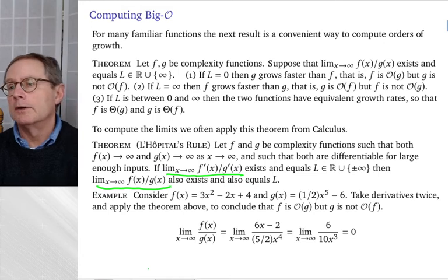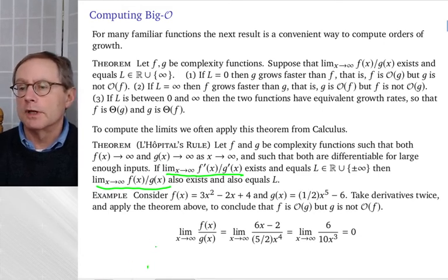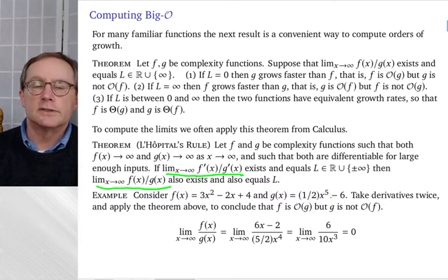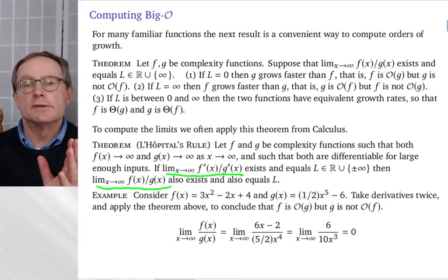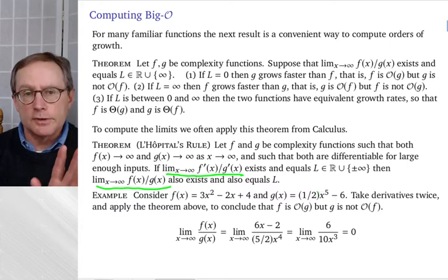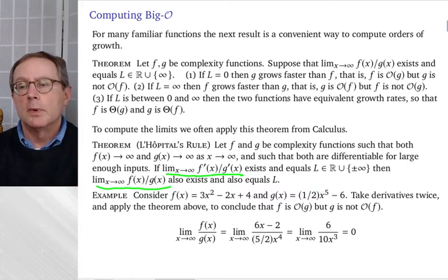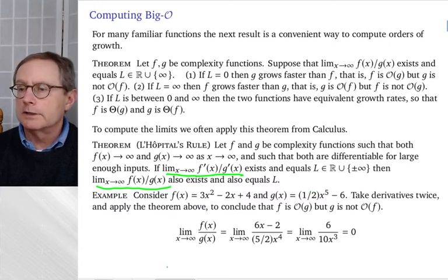All right, and I'm not going to go through that because, of course, I have an example right here of applying it. But so basically here, f is going to be 3x squared minus 2x plus 4. G is going to be 1/2 x to the 5th minus 6. If you try to apply the definition directly with capital N and capital C, you're in for some head scratching. But if you just do L'Hopital's rule, it's easy. Let's have a look here.